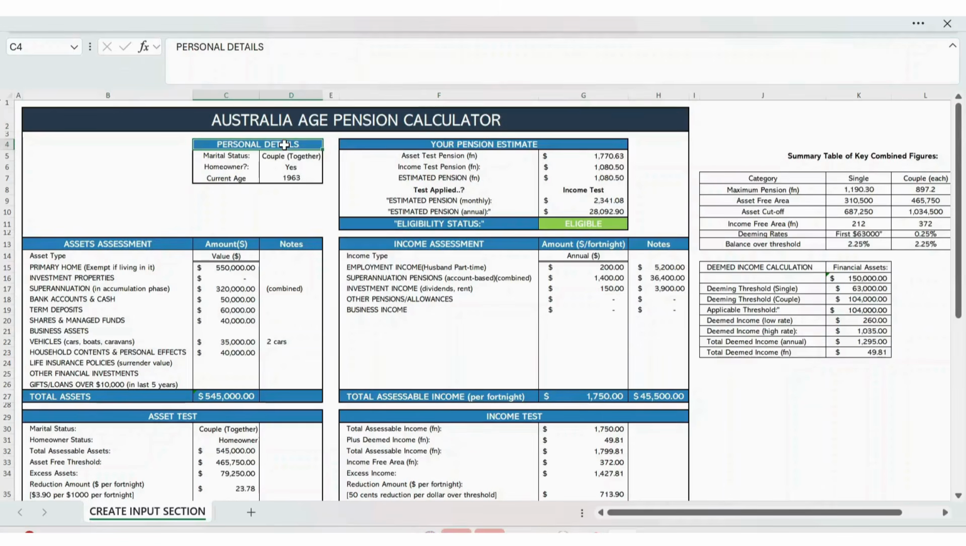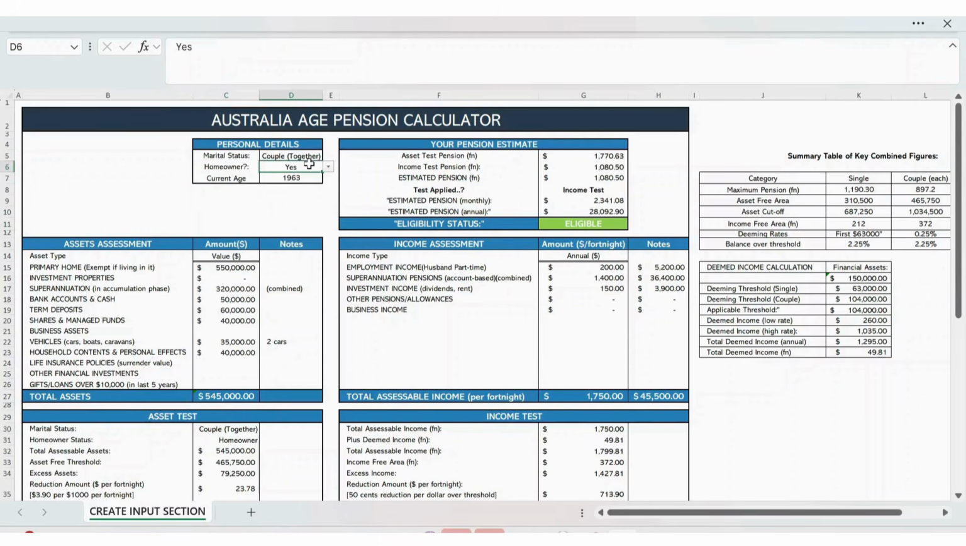Section 1. Personal Details. Starting at the top left, we have the Personal Details section. This is where you input your basic situation, and it's crucial because every calculation below depends on these three simple choices. Marital status. Here, I've selected couple, together. The options would include single, couple together, or couple separated due to illness. This matters because pension rates and thresholds are completely different for singles versus couples.